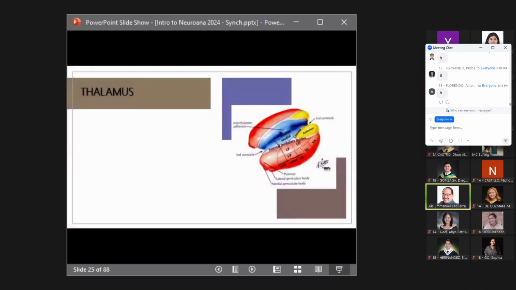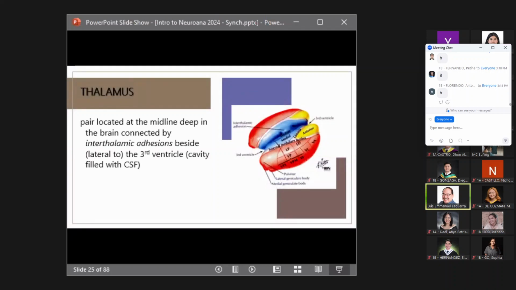Let's talk about the thalamus a bit. There is a pair of thalami located on either side of what is called the third ventricle. That is a fluid-filled cavity in between the two cerebral hemispheres, right and left.